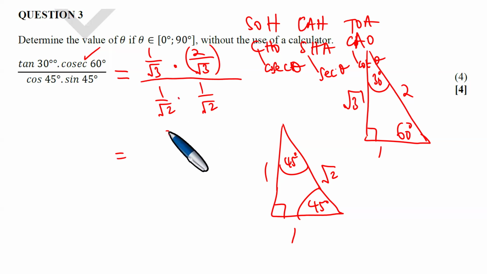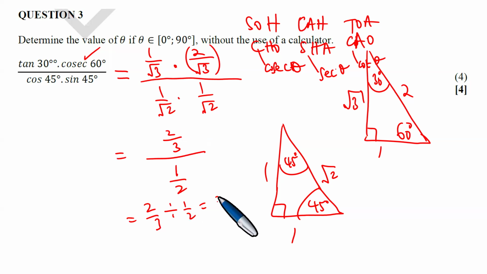1 times 2 is 2, over square root of 3 by square root of 3 is a 3. Divided by 1 by 1, it's a 1. Square root of 2 by square root of 2, it's 2. So this is 2 over 3. You divide by 1 over 2. 2 over 3, you multiply by 2 over 1. And the answer is 4 over 3.